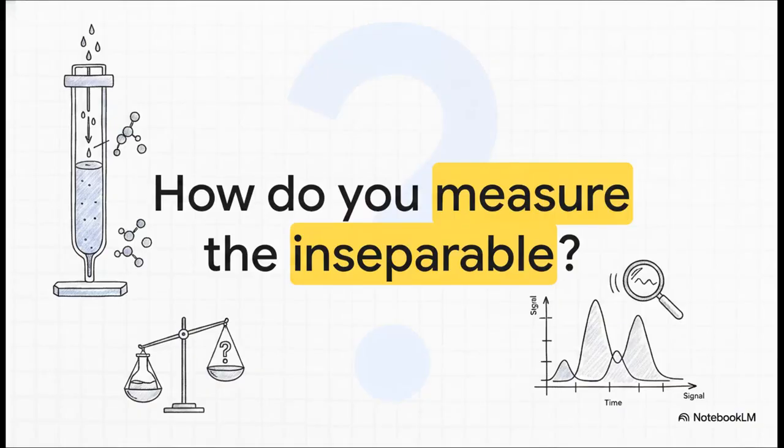So before we even talk about optimizing a process, we really need to nail down why we're doing it in the first place. Think about this for a second. How do you measure the inseparable? Because analytical chromatography is inherently used for quantitative analysis, figuring out exactly how much of a substance is in a sample, it is absolutely crucial that we precisely measure the areas of the peaks. But if those chemical signals are overlapping, if your substances aren't fully separated, well, getting a precise measurement of those peak areas becomes basically impossible.